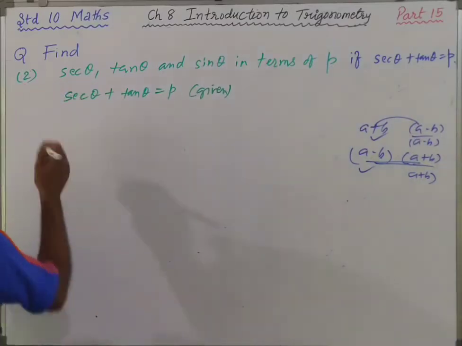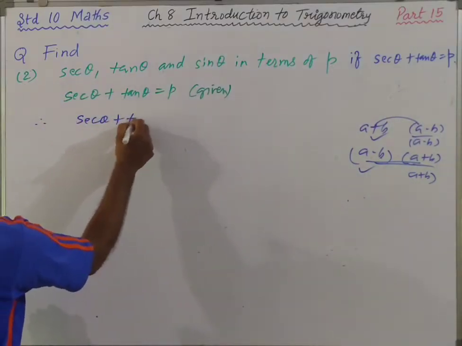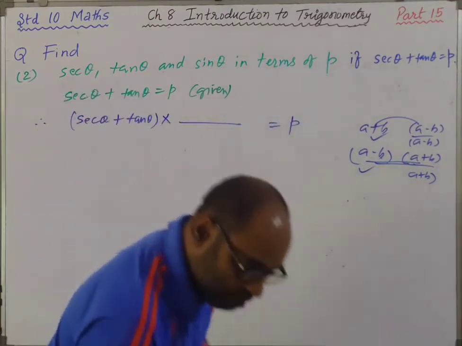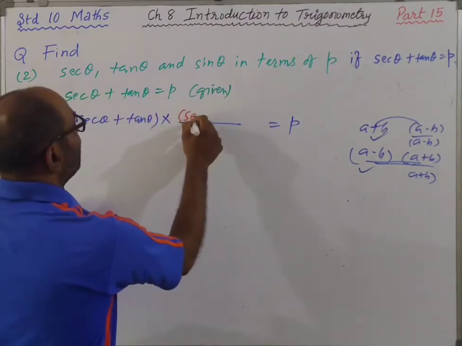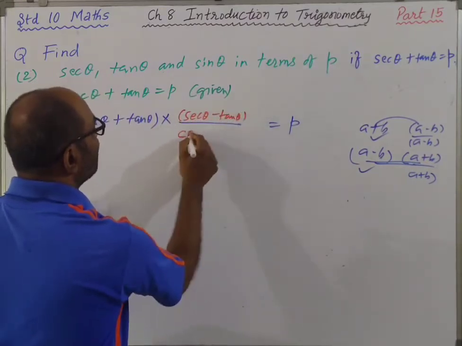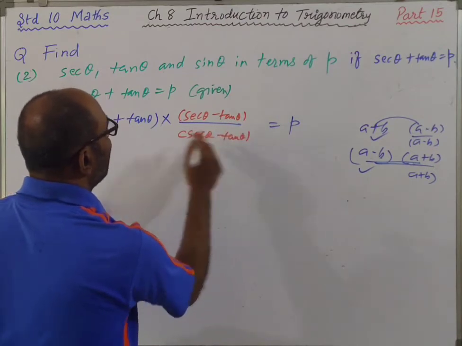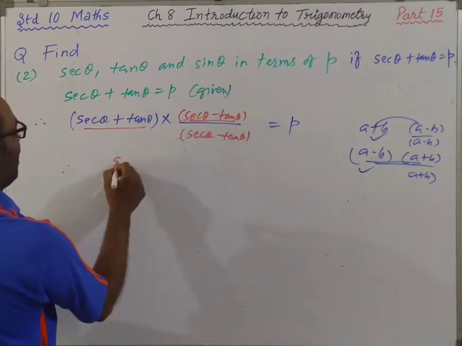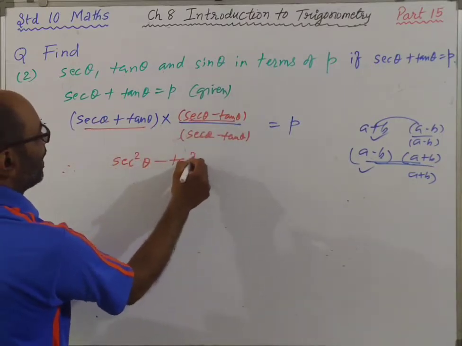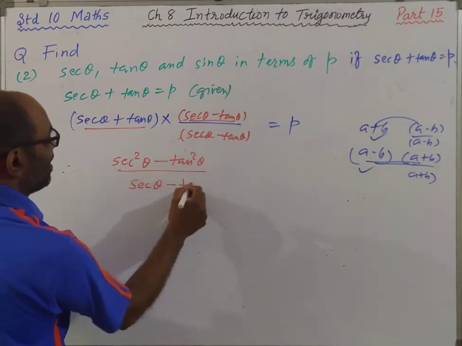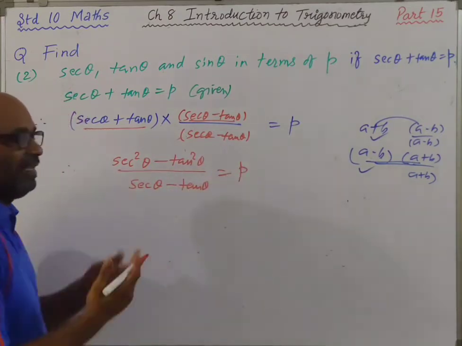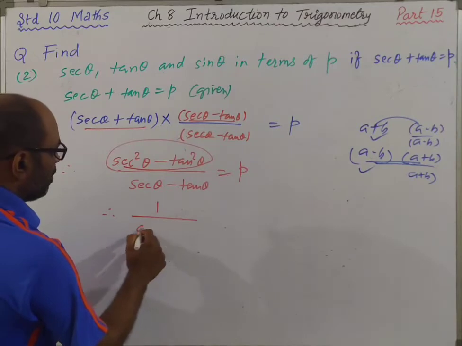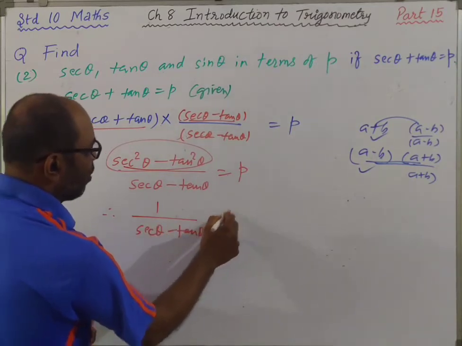So let's do that. Therefore sec theta plus tan theta, multiply and divide, is equal to p. What are you multiplying and dividing by? Sec theta minus tan theta. Is that okay? Now the numerator is sec plus tan times sec minus tan, so that gives me sec square theta minus tan square theta, whole upon sec theta minus tan theta, equal to p. Right hand side no change. Now this sec square minus tan square is 1, so 1 upon sec theta minus tan theta is equal to p.